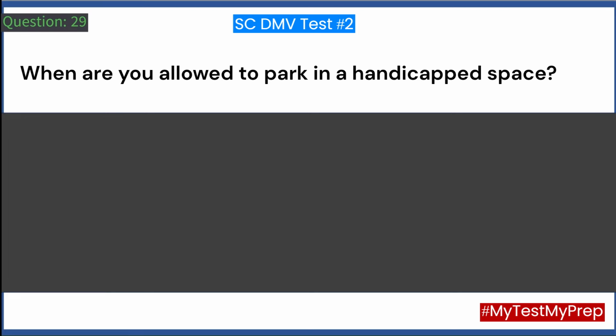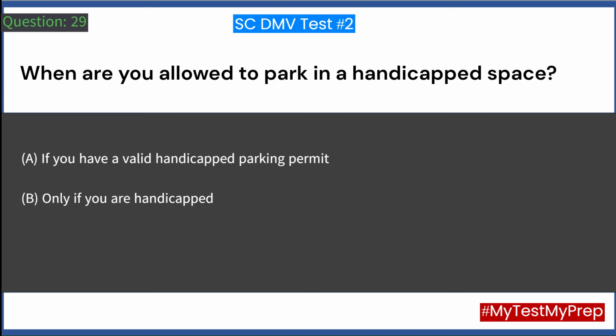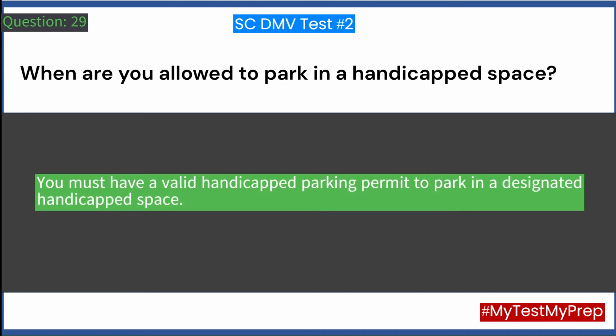When are you allowed to park in a handicapped space? A. If you have a valid handicapped parking permit. B. Only if you are handicapped. C. Never. Answer, A. You must have a valid handicapped parking permit to park in a designated handicapped space.